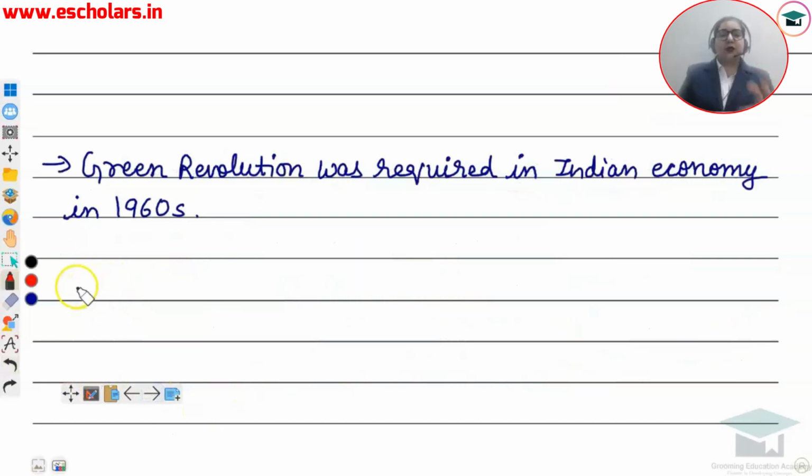But it was not good for India to be dependent on United States for food grains. So India invented the Green Revolution. So Green Revolution was required in Indian economy in order to become self-reliant in food grains.